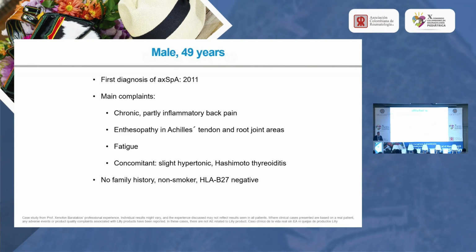Second case, again relatively easy, but just in order to show you my experience with that. An older case of a patient who had the diagnosis many years ago. Main complaints were typical inflammatory back pain, also fatigue, enthesopathy, enthesitis, and also thyroiditis, and she has been slightly hypertonic. Otherwise, no family history, and non-smoker, and B27 negative.